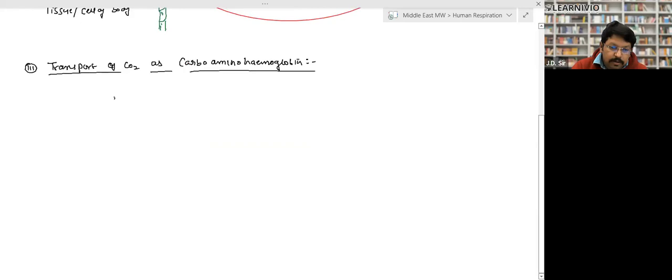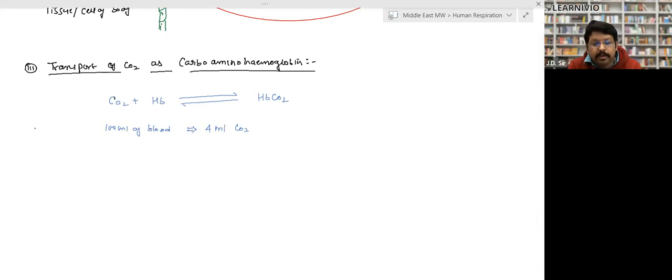So what happens? Carbon dioxide reacts with hemoglobin and forms HbCO2, right? That is called carbaminohemoglobin. Every 100 ml of blood delivers approximately 4 ml of CO2 to alveoli.